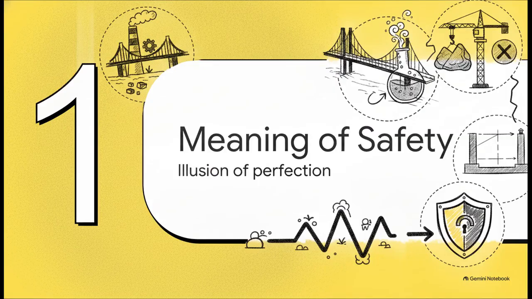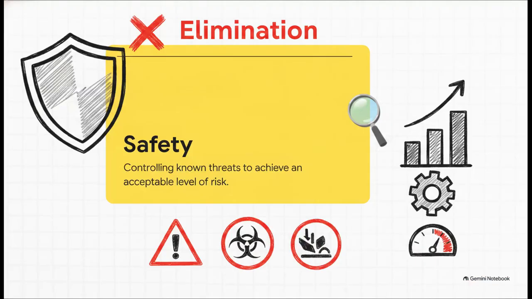All right, moving right along to Section 1, the true meaning of safety, or the illusion of perfect safety. So like we just said, in the real world of engineering, eliminating absolutely every threat is just a fantasy. True safety actually means controlling known threats to achieve an acceptable level of risk. Now notice what word is completely missing there: elimination. Safety is all about active risk management.